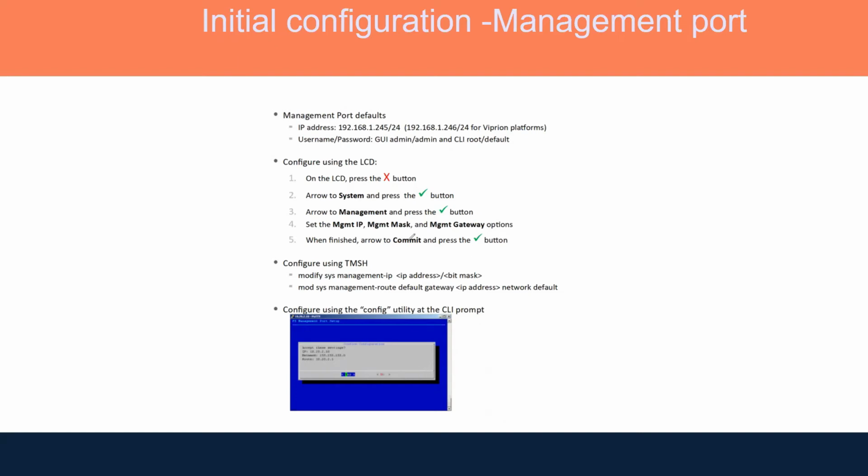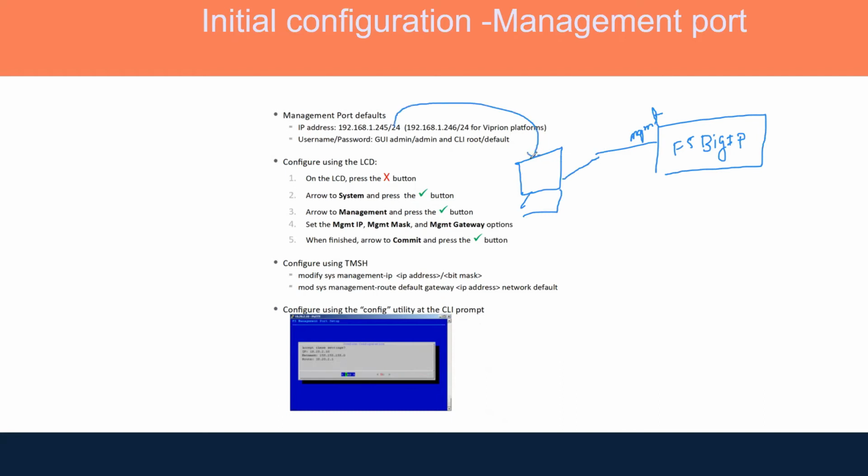For initial configuration, you can connect your PC to the management port of the F5. So let's say this is the F5 BIG-IP device, and you just want to access it. You can use the management interface and connect to your laptop. You can access it using the GUI: open the browser and type this IP, and you would be able to access it.